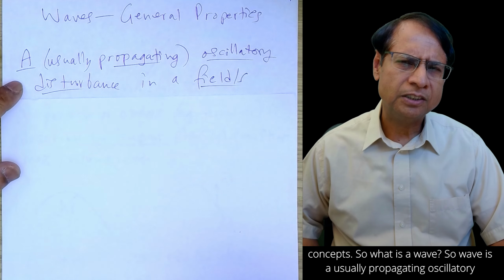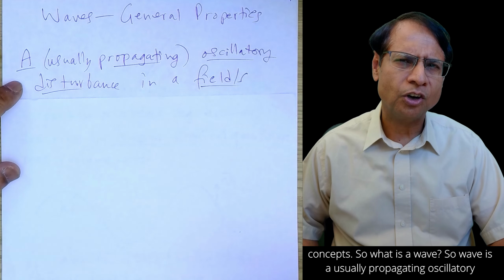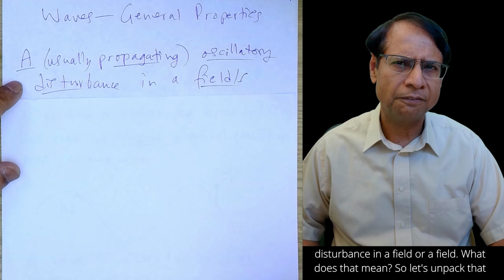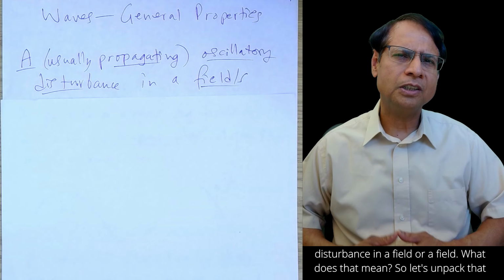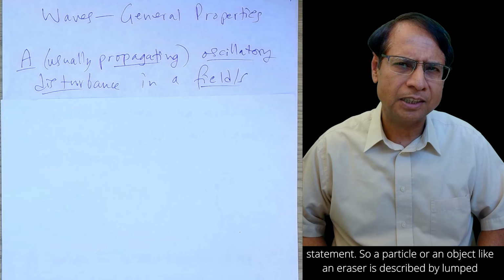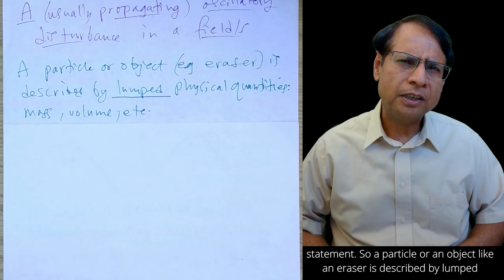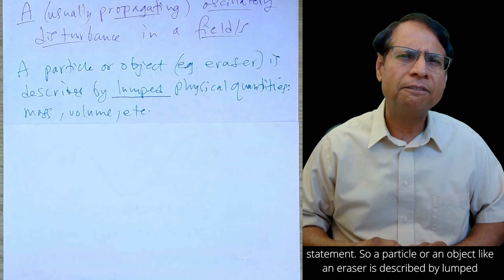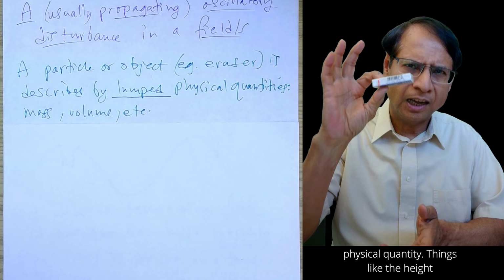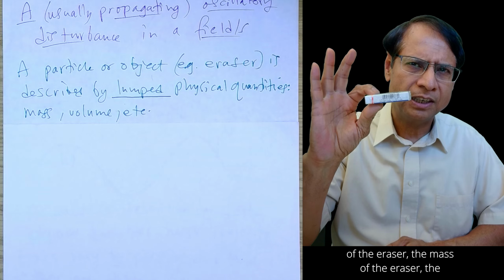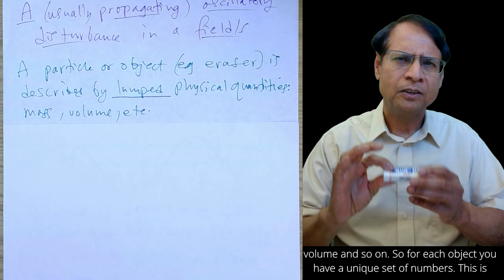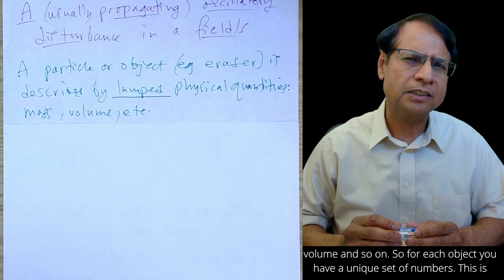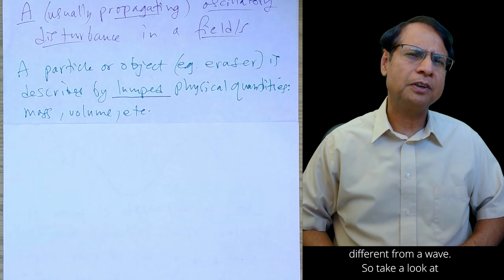A wave is a usually propagating oscillatory disturbance in a field or fields. What does that mean? Let's unpack that statement. A particle or an object like an eraser is described by lumped physical quantities, things like the height of the eraser, the mass of the eraser, the volume, and so on. So for each object, you have a unique set of numbers. This is different from a wave.